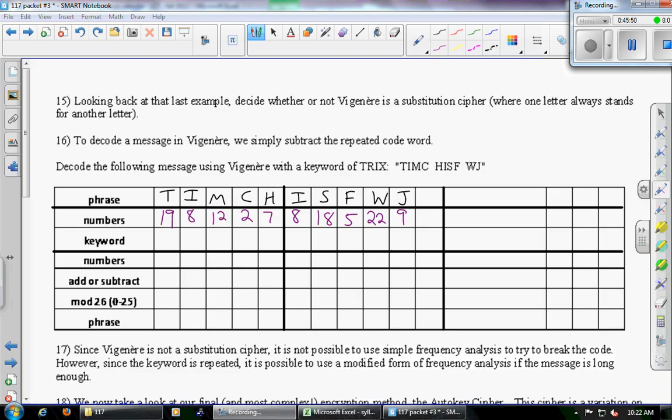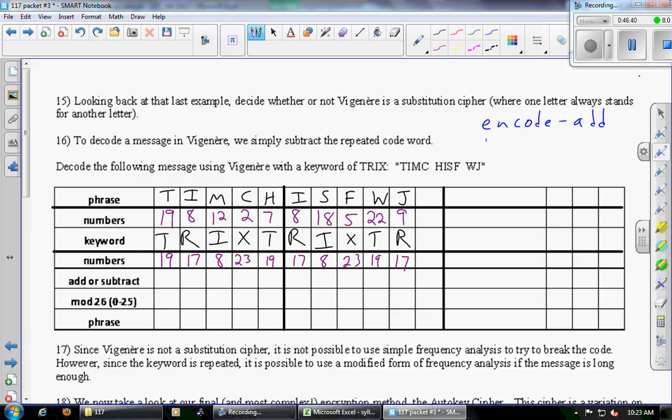Okay, so let's try this one together. First we're going to put the gobbledygook in the top, very carefully, every letter. What do we do to get the next row? We're going to look these guys up in the chart, so you want to have that chart in front of you. What goes in the keyword spot? Put TRIX, T-R-I-X. And then what do we put when I run out? I'm going to keep repeating. And you get all those trixes replaced with numbers.